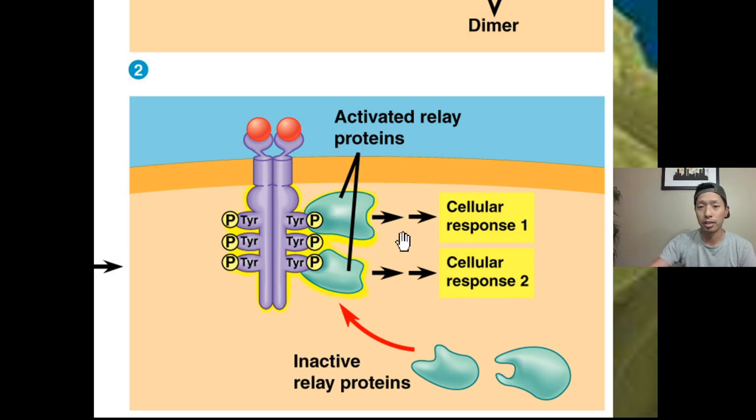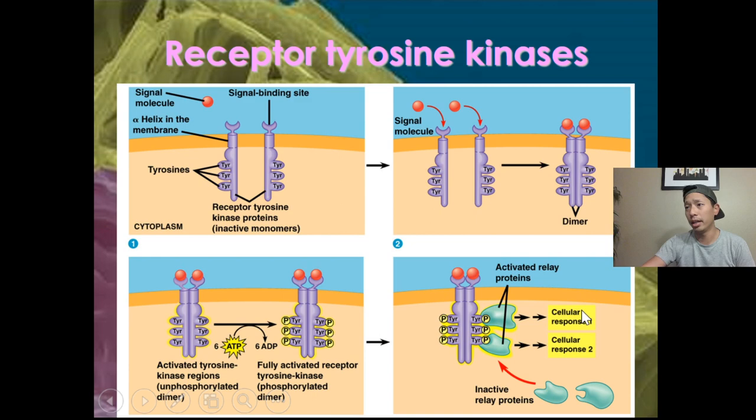Okay, so that basically turns on the cell to say, hey, cell, we got the message, now respond in a certain way. Do mitosis, make more enzymes, whatever it is. Okay, so that is how a tyrosine kinase works.